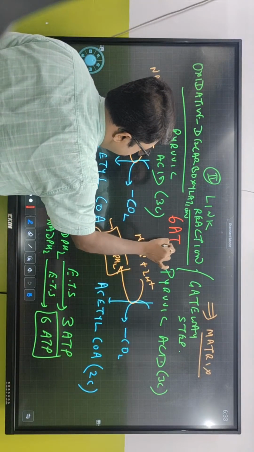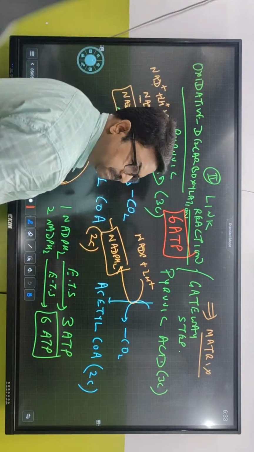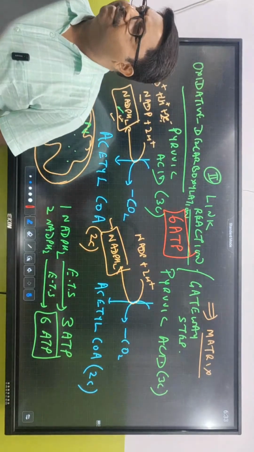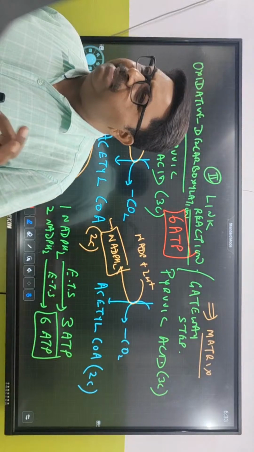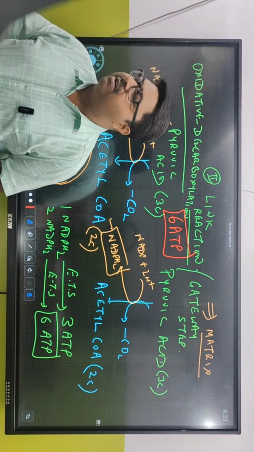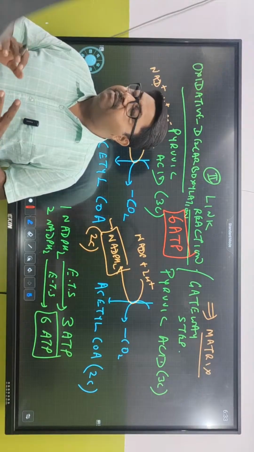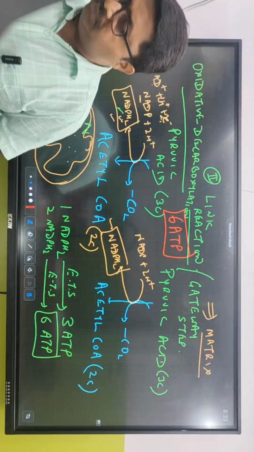6 ATP is produced in the link reaction, or gateway step, or oxidative phosphorylation. Sorry, oxidative decarboxylation.